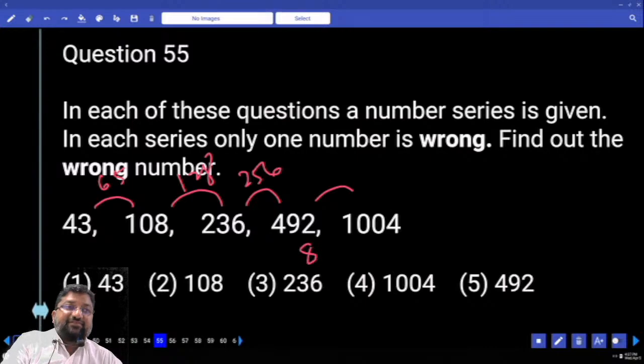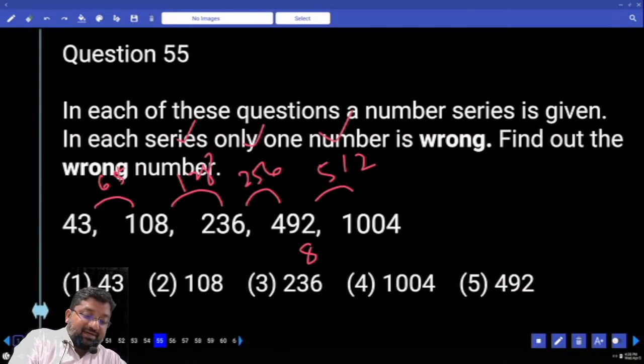ఇక్కడ 8 చేస్తే 500 అవుతుంది. 8 చేస్తే ఏమవుతుంది? 500. ఇంక ఎక్స్ట్రా ఎంత కావాలి? 504. 504 plus 8 ఎంత? 512. Look at these numbers. 123, 256, 512, double. అంటే పక్కా this should have been 64.